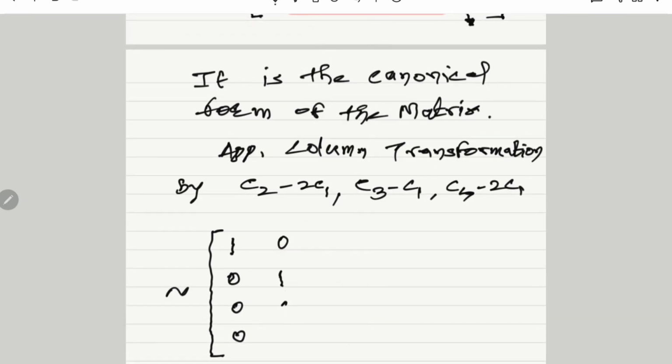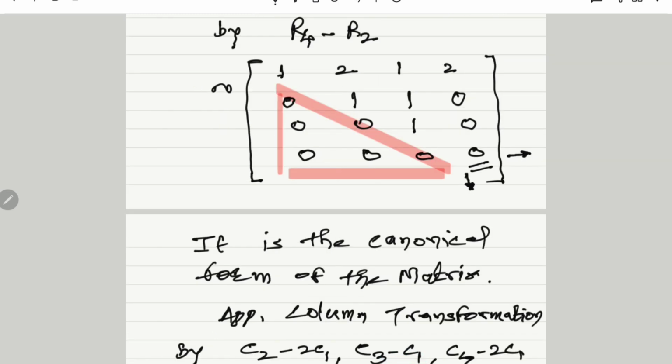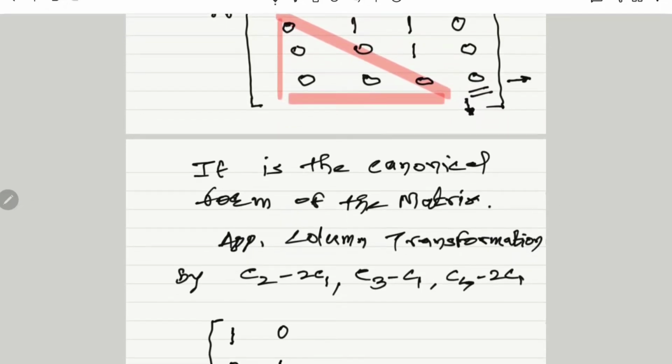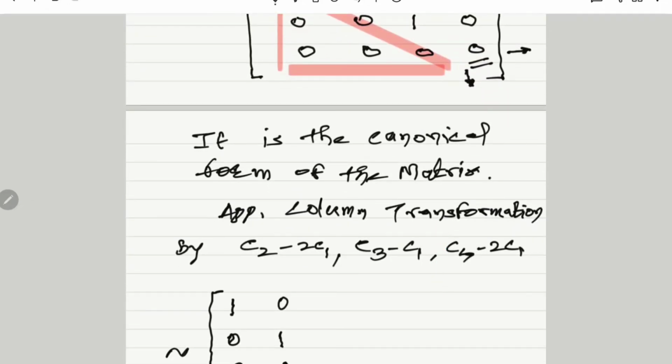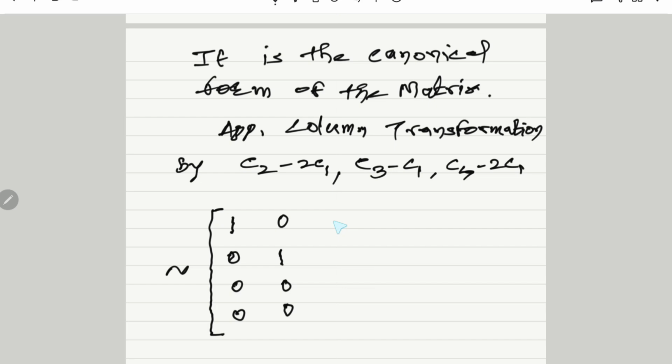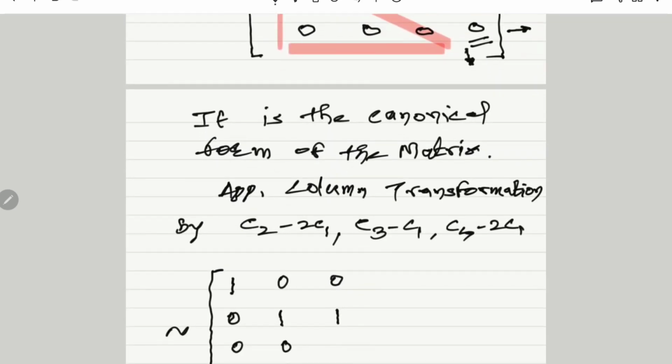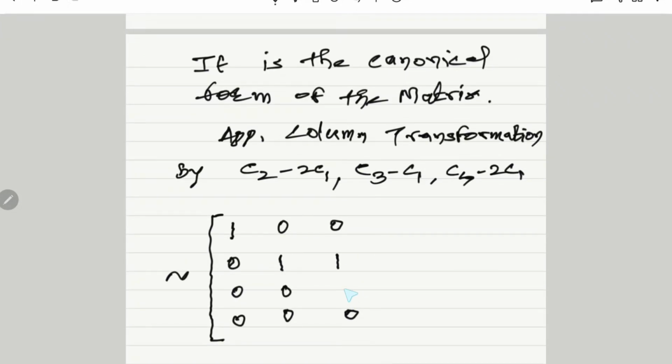C3 minus C1, 1 minus 1 we get 0, and remaining elements as it is, as these three elements are 0. 1 minus 0 we get 1, 1 minus 0 we get 1, and 0 minus 0 we get 0. Therefore, third column is 0, 1, 1, 0.